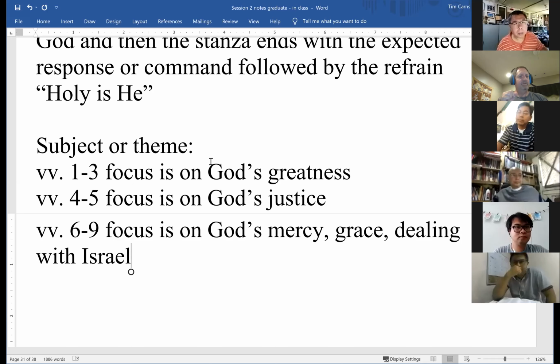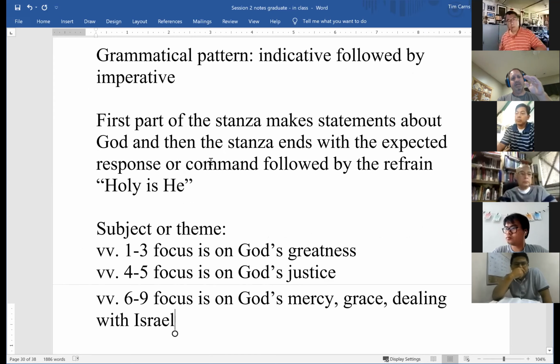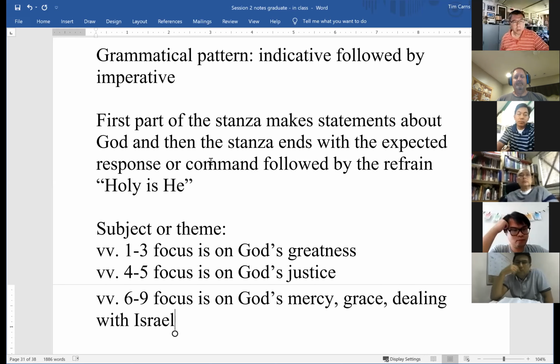I think this poem, it to me is pretty clear. That refrain, "Holy is He," is a strong indicator. And then as well, this grammatical pattern of the indicative and then the imperative in each stanza, ending with an imperative, and then the subject or theme, I think, is clearly different in each of those 3 stanzas. Okay? You follow me? Are we clear on that? Is that helpful? You can see that?